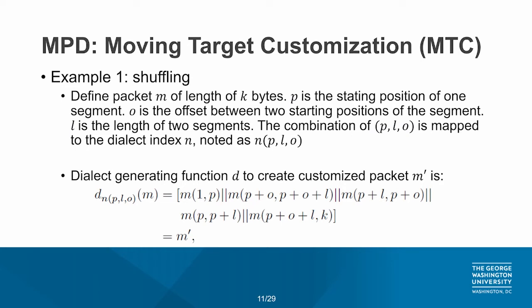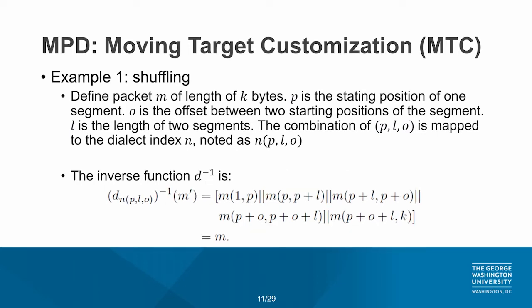We define a packet M of length k bytes, and three parameters. The first is P, the starting position of one segment, and O is the offset between two starting positions of a segment, and L is the length of the two segments. So the combination of the P, L, and O is mapped to the dialect index. The dialect generating function D to create a custom packet M prime is defined like this. And also we have the inverse function to retrieve the original data back.